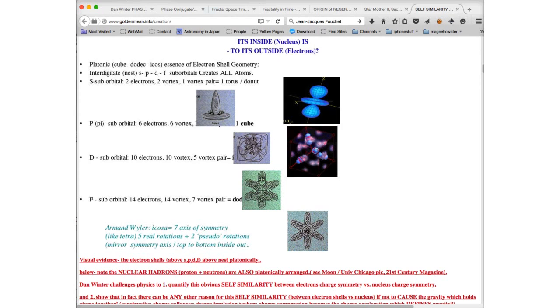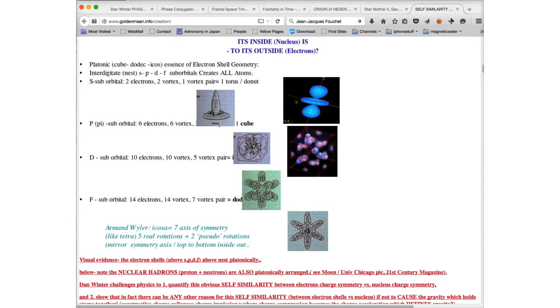Very good work Phillips did proving the clairvoyants were right in their atomic chemistry long before electron microscopes produced this picture right here of the cubic geometry of the P suborbital. Again, cubic, 3 pairs of vortex, 6 electrons. So I had 2 vortex, 2 electrons for S, and 6 electrons, 6 vortex of the cube.